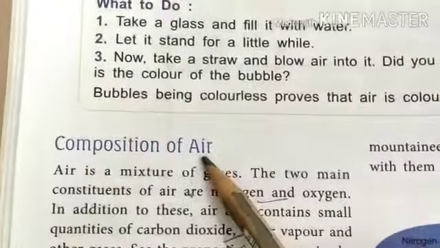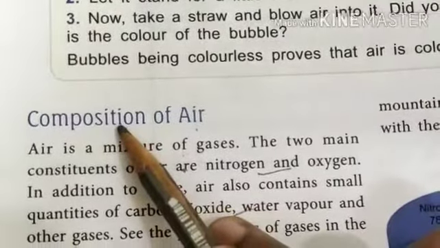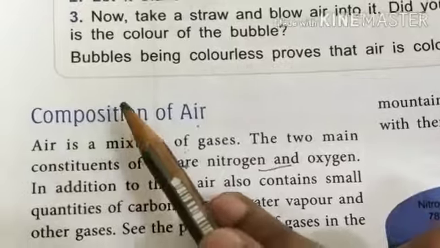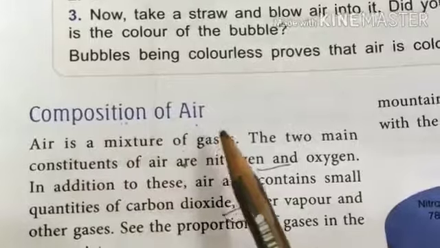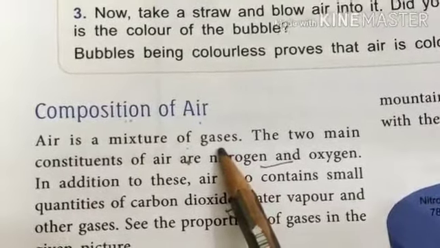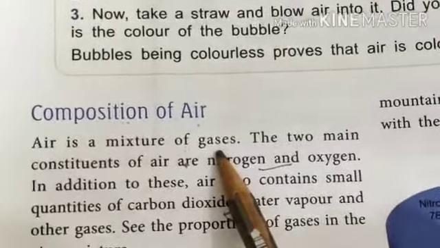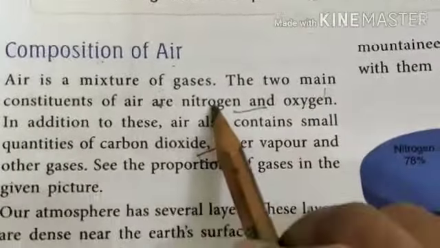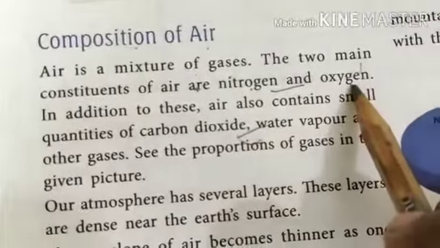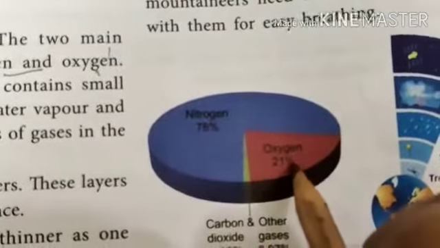Now children, let's come to the composition of air. Now what do you mean by composition of air? Composition of air means what all things are present in air. So air is a mixture of gases. There are many gases in air, but mainly there are two gases, nitrogen and oxygen.